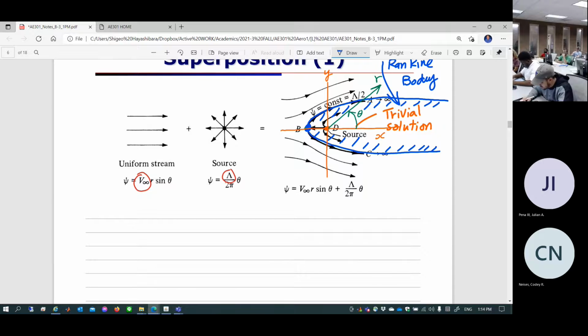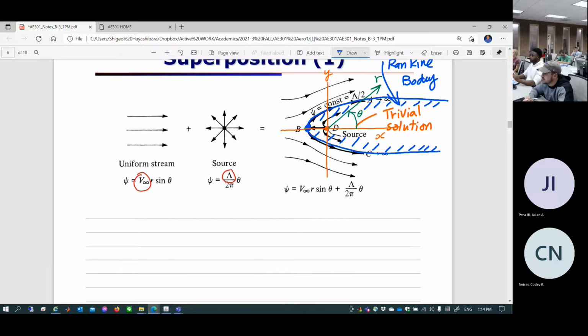Addition of two elementary solutions together, because this is one elementary flow solution of Laplace's equation called uniform flow. This is the other type of elementary solution of Laplace's equation called the source. The magnitudes are V infinity and lambda. You just add them together to construct another flow field solution that simulates flow over the leading edge of a semi-infinite body. That's what we do. So everything is purely mass, so we're going to add them.